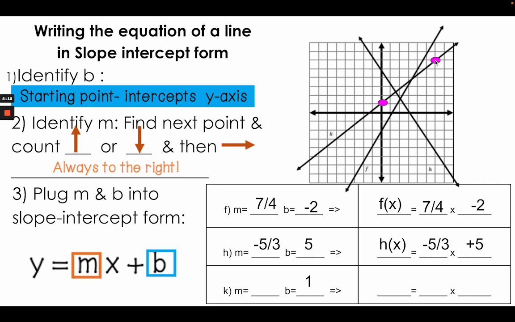And so on this graph, I'm going up 5 and over 6. Again, one more time. I went up 5 and over 6. So this is a positive slope of 5 over 6, and a y-intercept of 1. And when I write the equation, it's going to be k of x equals 5 over 6 x plus 1.